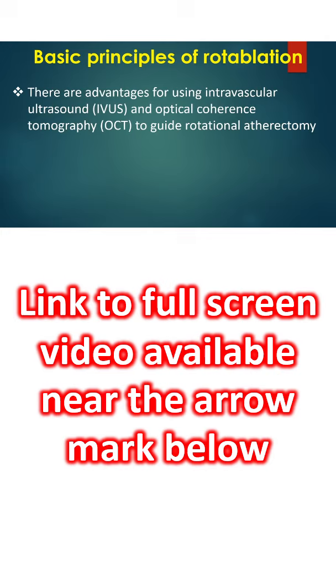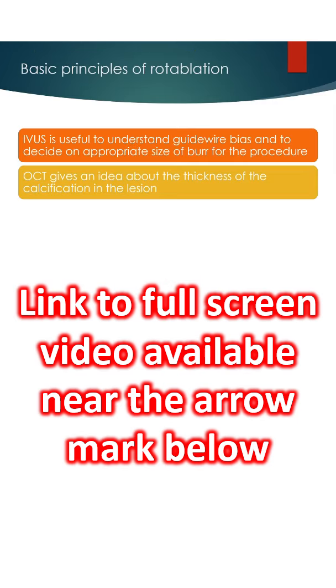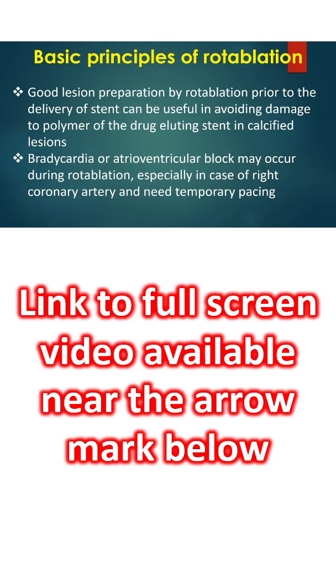There are advantages for using intravascular ultrasound and optical coherence tomography to guide rotational atherectomy. IVUS is useful to understand guide wire bias and to decide on appropriate size of burr for the procedure. OCT gives an idea about the thickness of the calcification in the lesion. Good lesion preparation by rotablation prior to the delivery of stent can be useful in avoiding damage to polymer of the drug-eluting stent in calcified lesions.